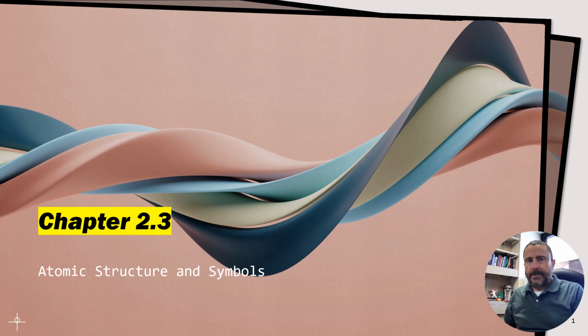Hi everybody, welcome to chapter 2. Again, we are starting in this one at chapter 2.3, which is atomic structure and symbols. Hopefully we'll run through the biggest topics of this chapter as well to help you along the way.